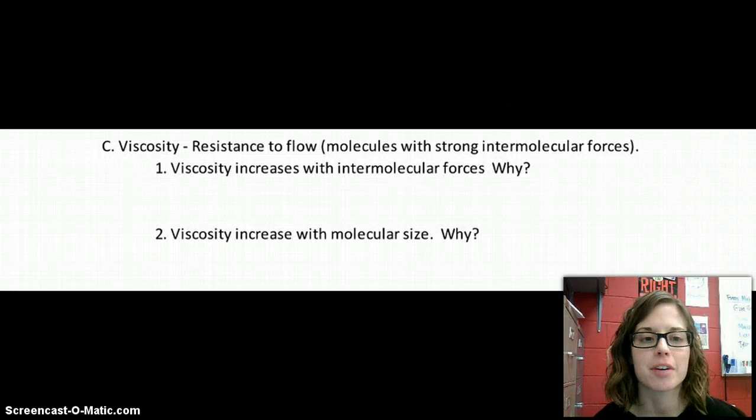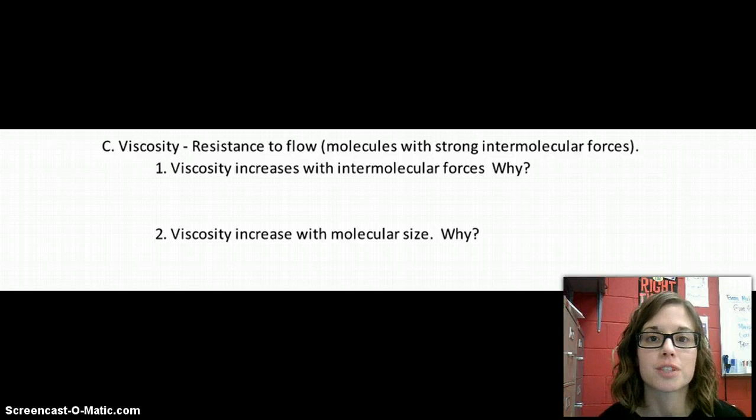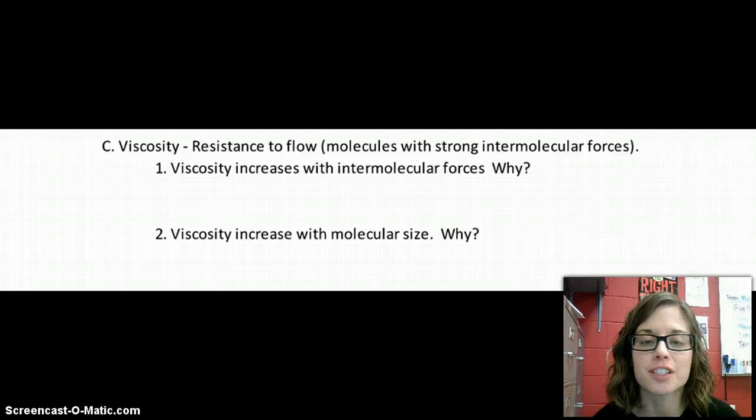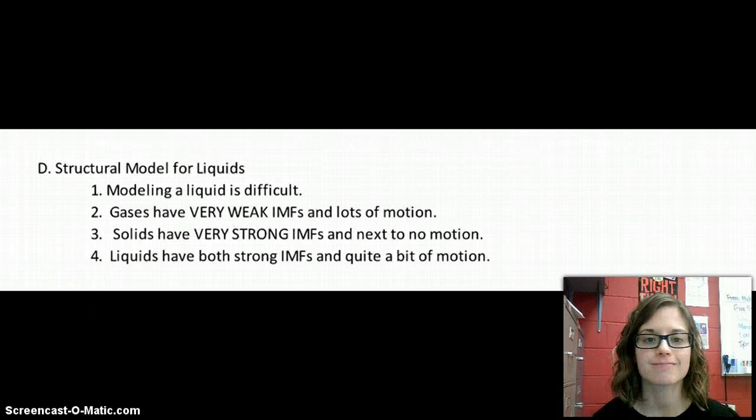The last concept that we need to talk about today is viscosity. Viscosity is also known as the resistance to flow of a liquid, which again will mean strong intermolecular forces. Now, I'd like you to think about the answers to these questions that we can discuss in class: why viscosity increases with increased intermolecular forces, and then also with molecular size. So please take a few moments to think about that and be ready to discuss in class.